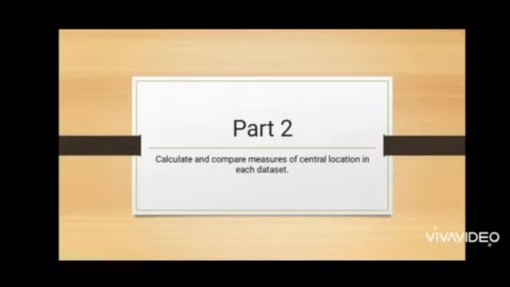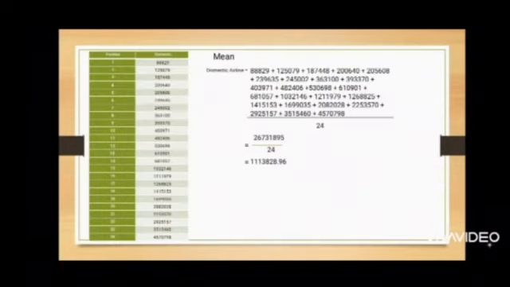Part 2. Calculate and compare measures of center location in each dataset. First and foremost is the mean. To find it for the domestic airline, we need to sum up the values and divide by 24. After that, we will get the answer 1,130,828.69. Meanwhile, for the international airline, the mean is 456,067.42. By the result, we can see that the domestic airline is higher than the international airline.